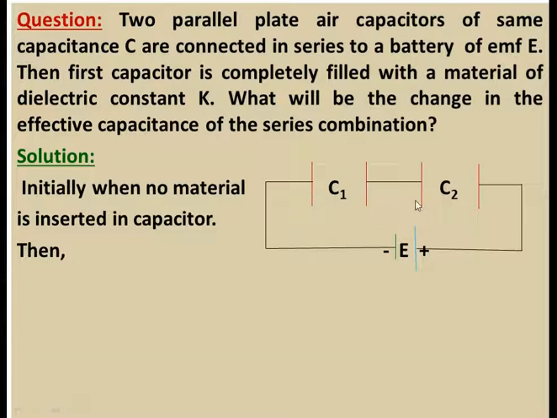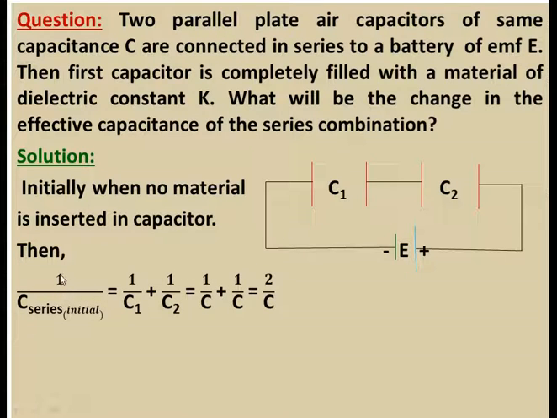So since these capacitors are connected in series, as you know the formula of series is 1 upon C net. So C series initial means first condition when there is no dielectric medium. So 1 upon C series initial is equal to 1 by C1 plus 1 by C2. As both capacitors have the same capacitance value C, in place of C1 we keep C, and in place of C2 we also keep C. So it becomes 1 by C plus 1 by C is equal to 2 by C. So 1 by C series initial is equal to 2 by C. Thus C series initial will be equal to C by 2.